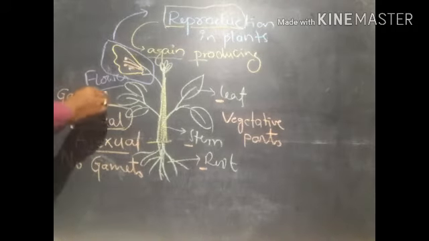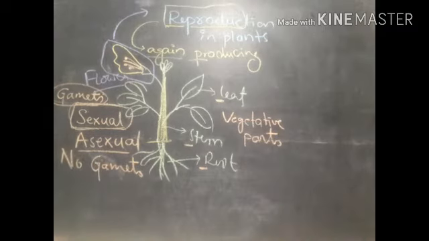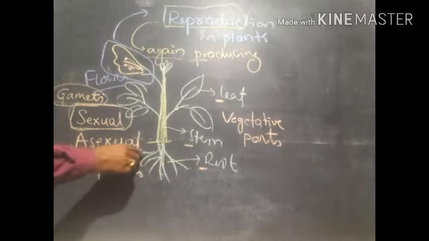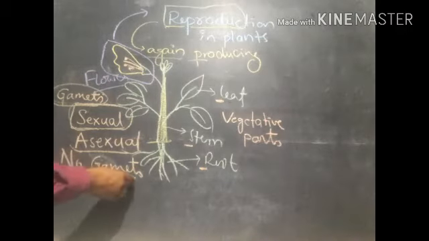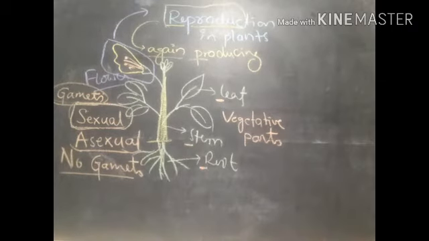If gametes are involved in the production of a new plant, then it is called sexual reproduction in plants. Whereas if other parts, other than the flower, can produce a new plant, it is called asexual reproduction. So, sexual reproduction and asexual reproduction. Remember this.